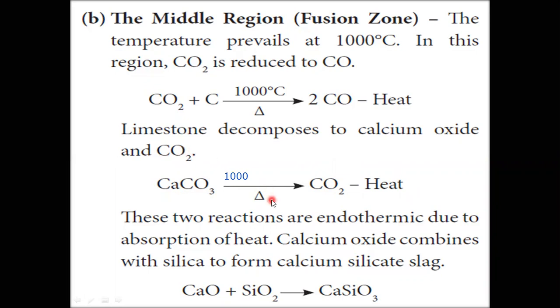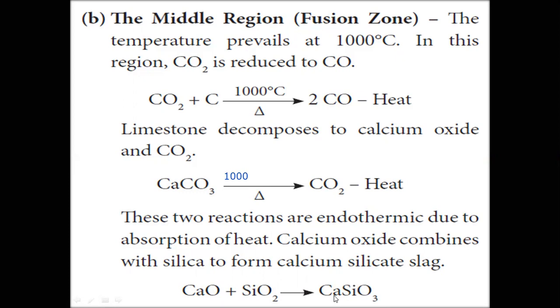So the calcium oxide combines with silica to form calcium silicate slag, that is CaO plus SiO2 gives CaSiO3. This is the calcium silicate slag. So silica combines with calcium oxide to form calcium silicate slag.